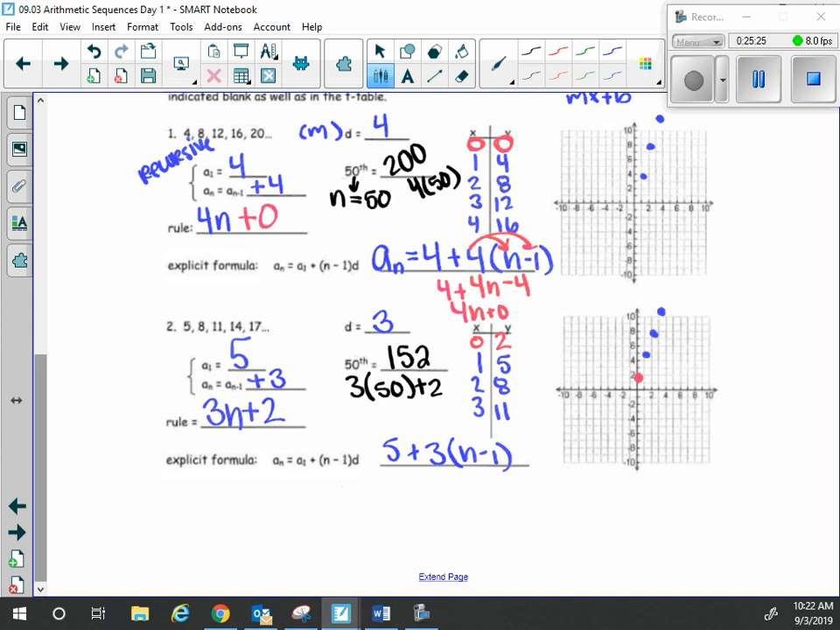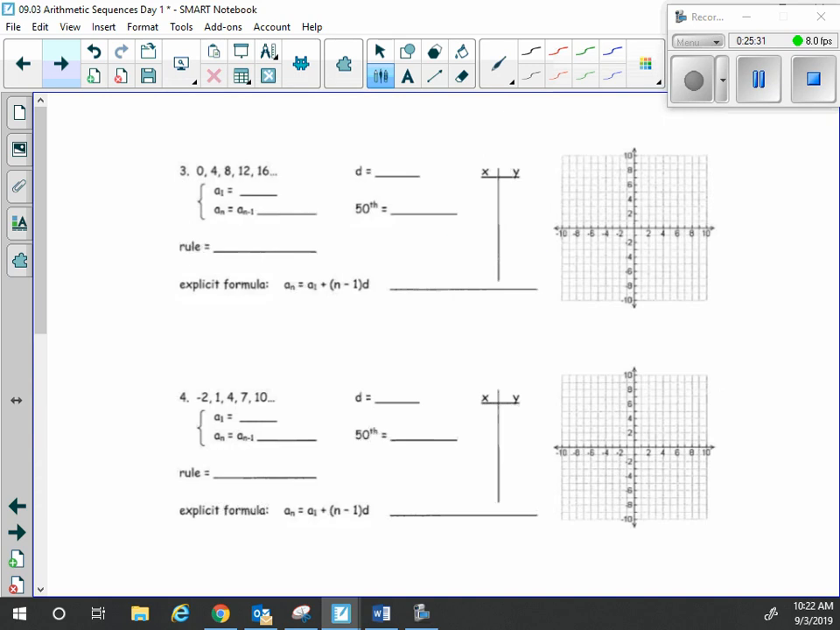Yeah? Slope and y-intercept? Connecting it back to what you already know? Okay, that next page is your homework, and you have time in class about 5 minutes.